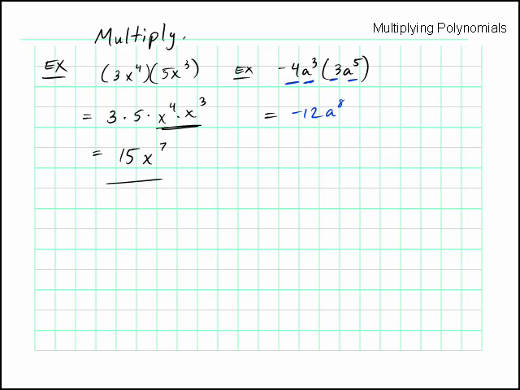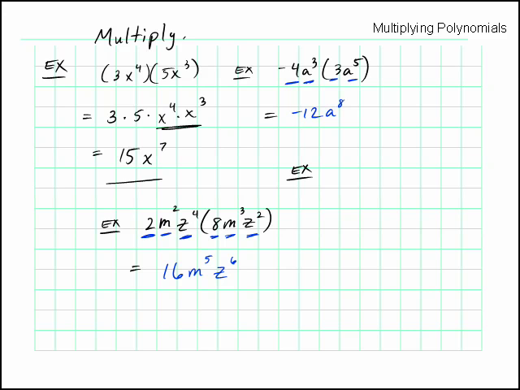I'll put it down here. 2m squared z to the fourth times 8m cubed z squared. All right, let's see what we have here. 2 times 8 is 16. How many m's do we have? We've got m squared times m cubed. That's going to be m to the fifth. We have z to the fourth times z squared. That's z to the 4 plus 2, which is 6. And I've multiplied them together. So that's basically how we multiply monomials together.